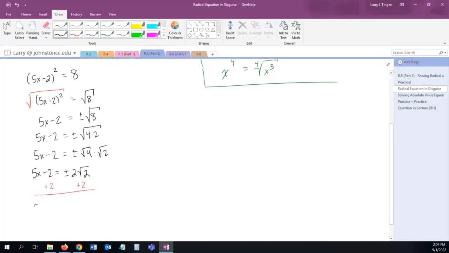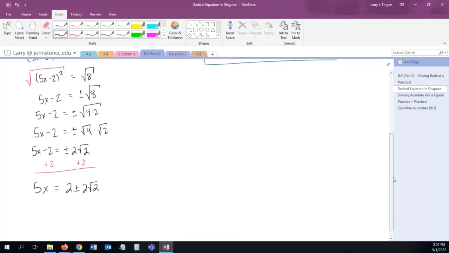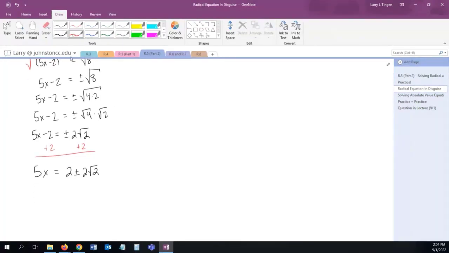So what do I have now? I have 5x is equal to, I'm going to put the 2 out front because that's easier to deal with, plus or minus. And then I'm going to divide both sides by 5. And I end up with x is equal to 2 plus or minus 2 square roots of 2, all divided by 5.